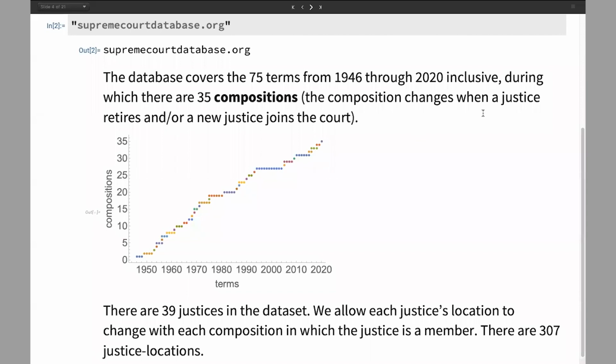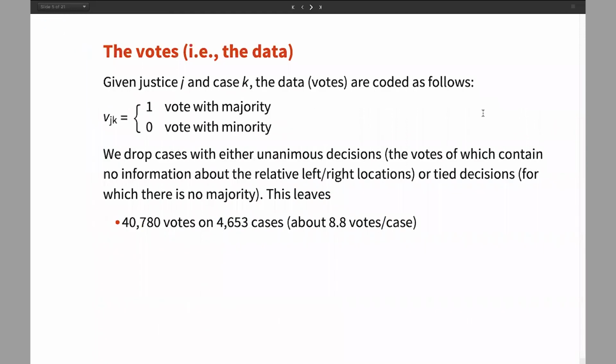There are 39 justices in the database, and we allow each justice's location to change with each composition for which the justice is a member. And so there are 307 justice locations that we're going to be interested in. So what does the data look like? Given Justice J and case K, the votes are coded as follows. The vote is a 1 if the justice voted with the majority, and a 0 if the justice voted with the minority.